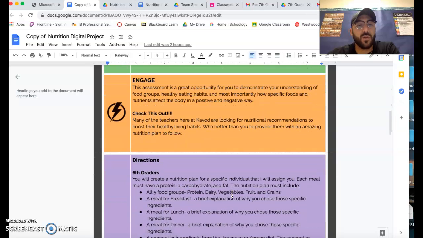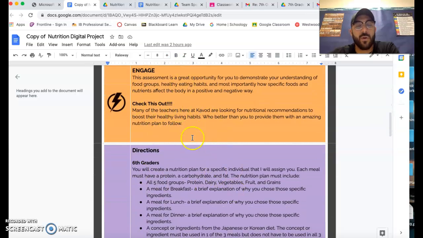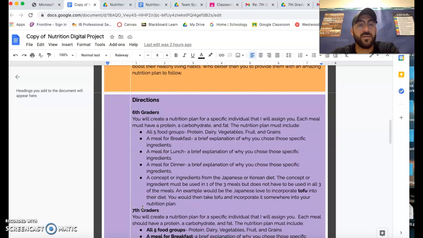Okay. So I'm going to go briefly. You guys can read over the engage part on your own. I'm going to go into detail on the directions, and I broke it down for you guys here. All five food groups must be included within your nutrition plan. You need to have a meal for breakfast, and then you need to have a brief explanation of why you chose those specific ingredients. You must have a lunch and the same explanation. Why did you choose to have those particular ingredients for lunch, and so on and so forth.